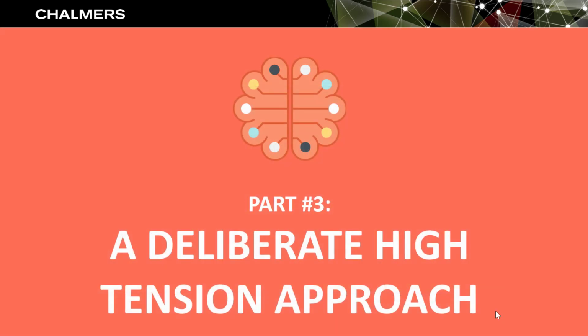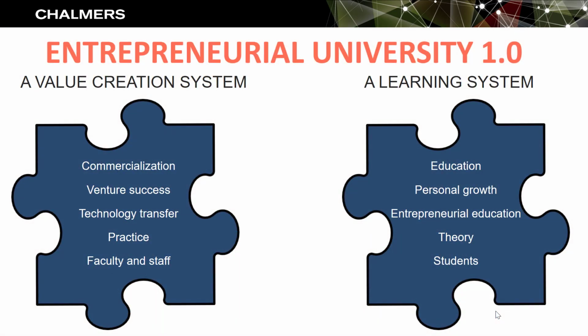So finally we come to part 3, a deliberate high-tension approach to the entrepreneurial university. It all starts here in Entrepreneurial University 1.0. We have a value creation system consisting of commercialization structures. We have venture success as a key focus. We have technology transfer as a key activity. We have emphasis on practice, and we have faculty and staff working with this.